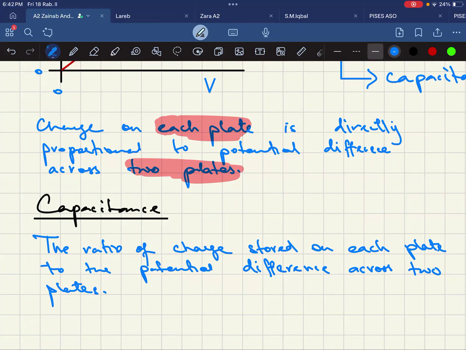Okay, see, how can we get 3 marks? Number one, the correct ratio is going to get you 1 mark. Means the correct ratio, Q upon V, as we have written, charge to potential difference. This gets you 1 mark. Second mark is obtained by using the on each plate statement. And third mark is obtained by using across the two plates, potential difference across the two plates. Okay, so this is how you get 3 marks in this definition.